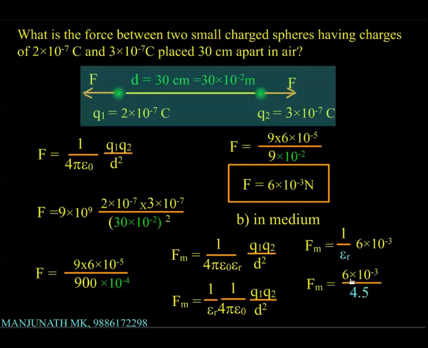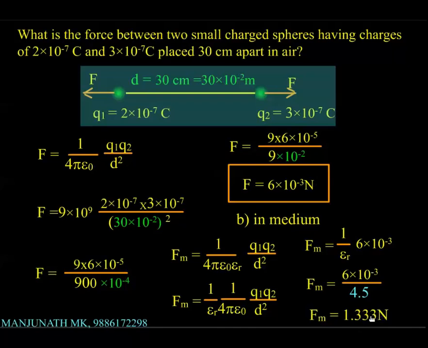Calculate the value of this one by using calculator. We get Fm is equal to 1.333. What is the unit of force? It is Newton in SI system. Therefore Fm is equal to 1.333 newtons. This unit we have to mention. If you don't mention this unit, you will lose 1 mark, even though this answer is correct.